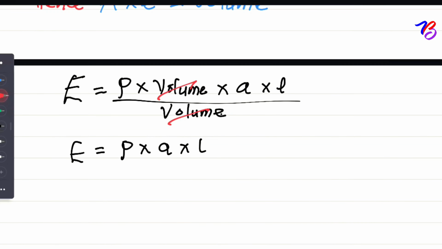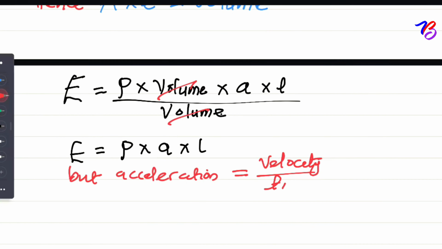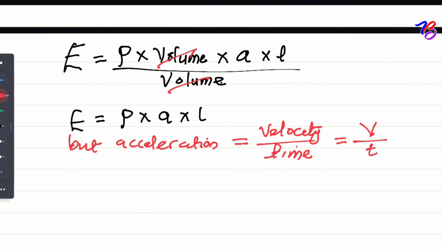Are you following? Then also recall that A, which is acceleration, is equal to velocity over time. Note that this is the change in velocity, which is V over T. Are we together? So we'll substitute that into this formula now, so that our Young modulus E will now equal density multiplied by V over T multiplied by L.